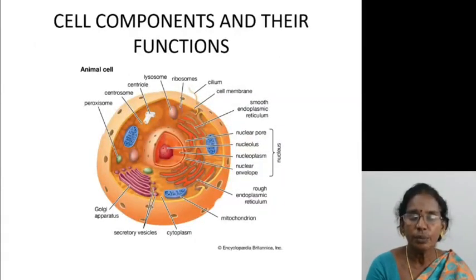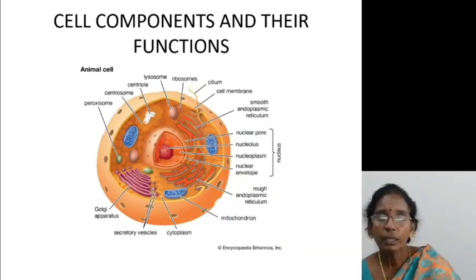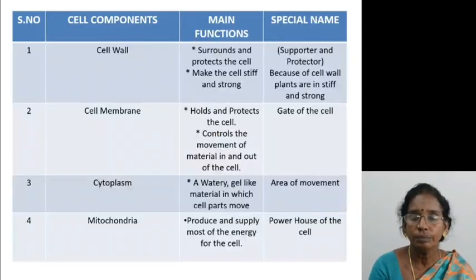Now let us see the cell components and their functions. Cell components means cells have many parts and each one has different functions. Now this is the typical cell.